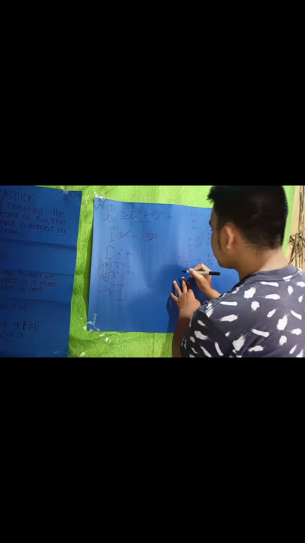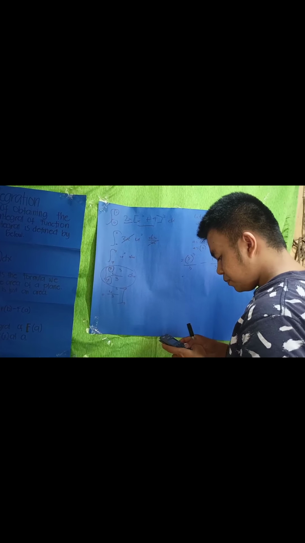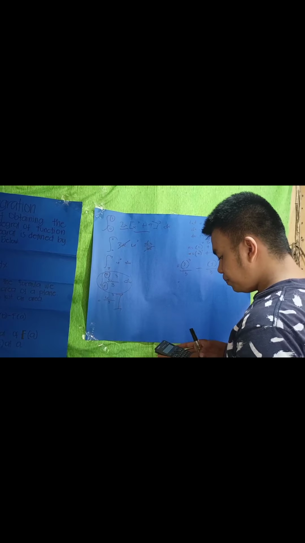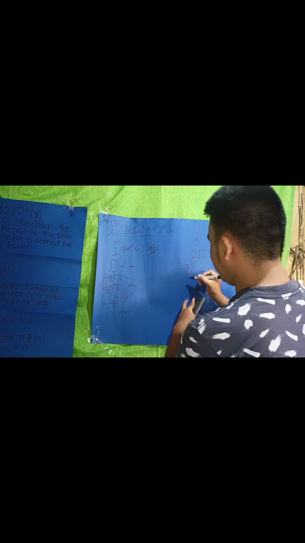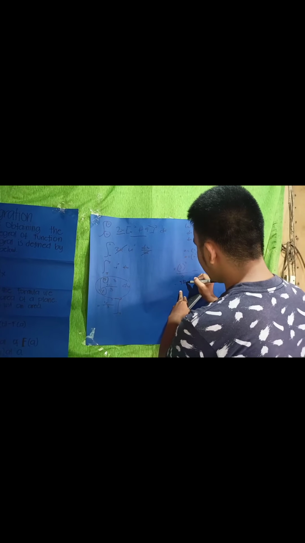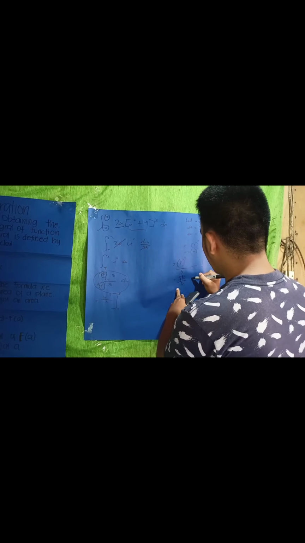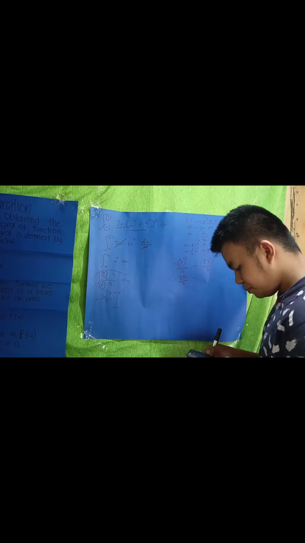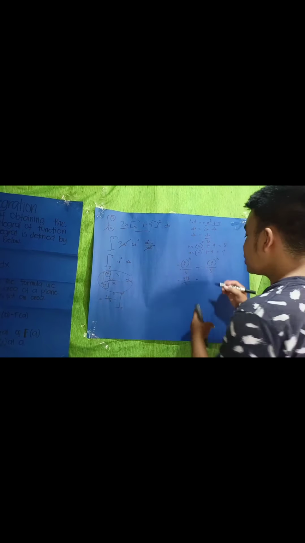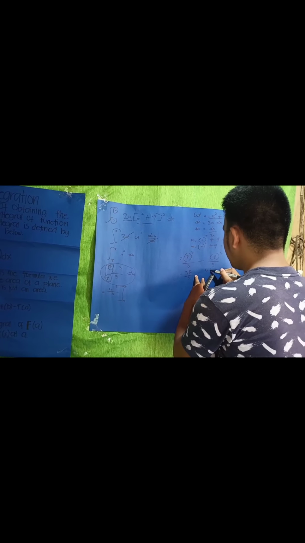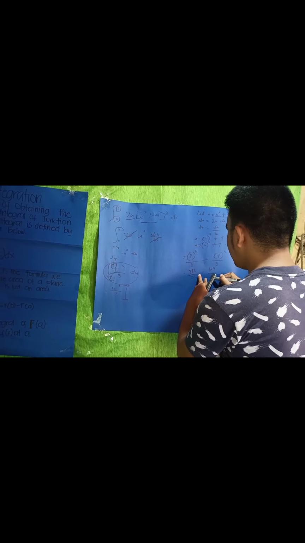So now we are going to solve it. 8 cubed is equal to 512. 512 over 3 minus 4 cubed, 64, over 3.